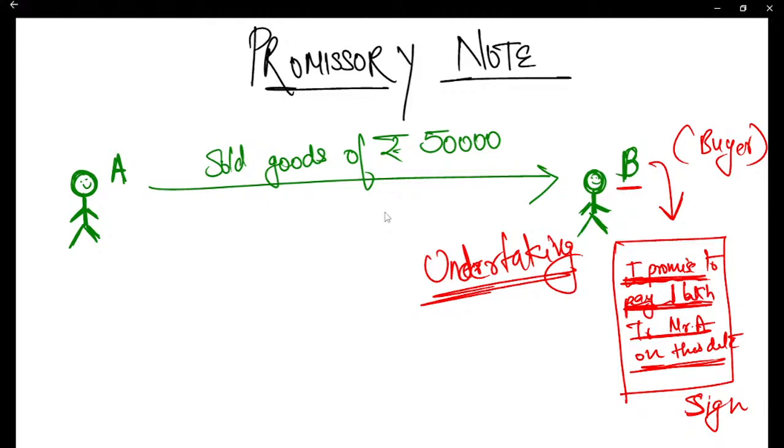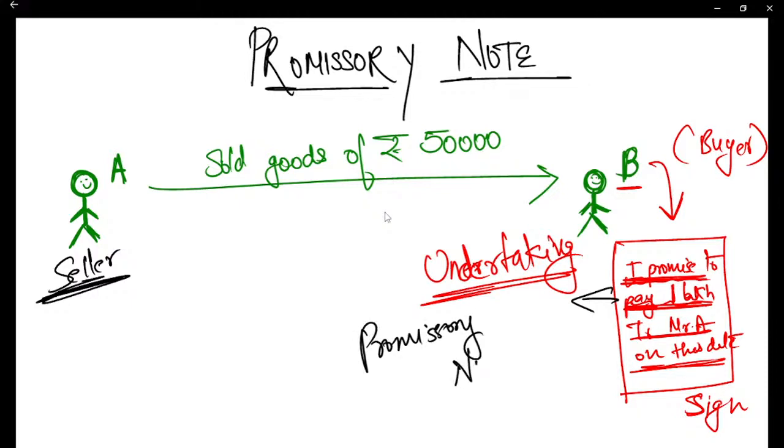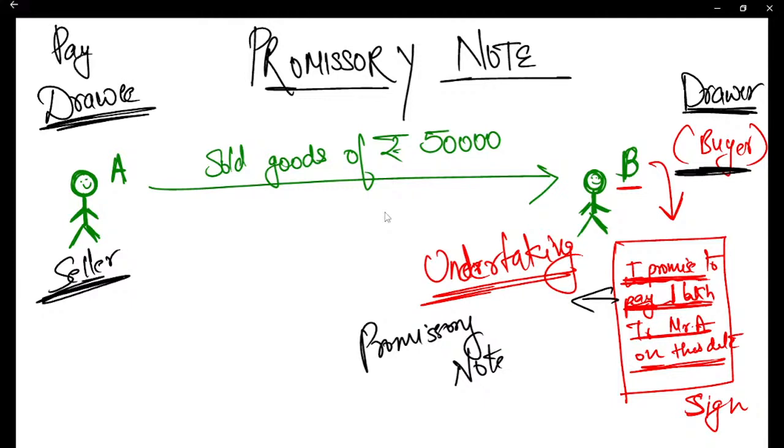अब यहाँ पे क्या है? सबसे बड़ा डिफरेंस क्या है? As you can see, bill of exchange was drawn by the seller. A is the seller. Bill of exchange was drawn by the seller. But this is promissory note which is drawn by the buyer. Promissory note किसने बनाया? Buyer ने बनाया. So now buyer is drawer. Buyer is the maker and seller is drawee. Seller will be payee.